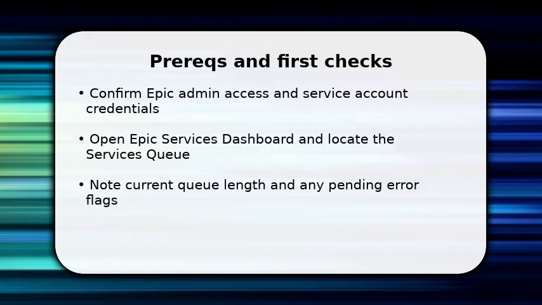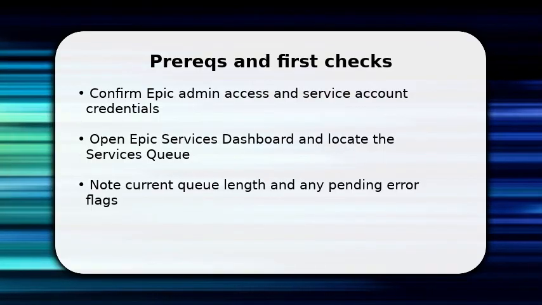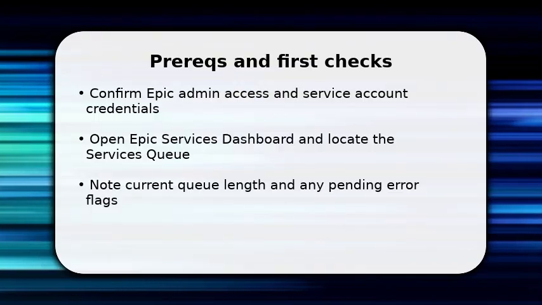Start by opening the Epic Services dashboard and navigating directly to the service's queue. Once there, make sure to note the current queue length and any visible error flags so you know the baseline. Next, verify the service account is active and not locked, because most stalls come from expired tokens or permission changes.